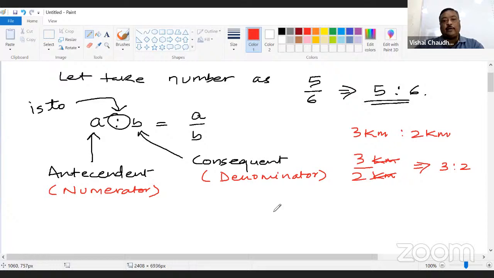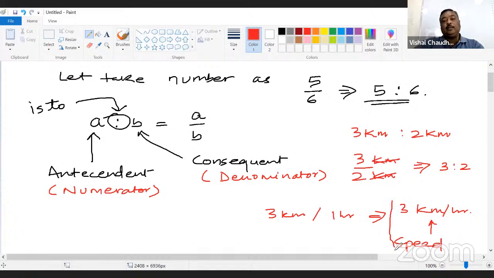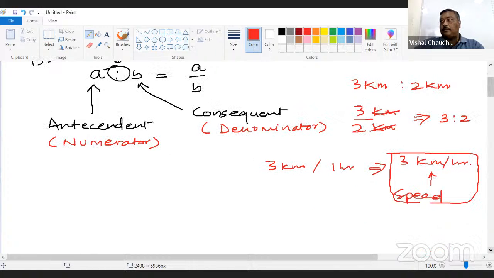But if the units are different, let's say 3 kilometer is to 1 hour. So what does it become? 3 kilometer per hour. And this is your speed. 3 kilometer per hour is your speed. This is not your ratio. So understand.